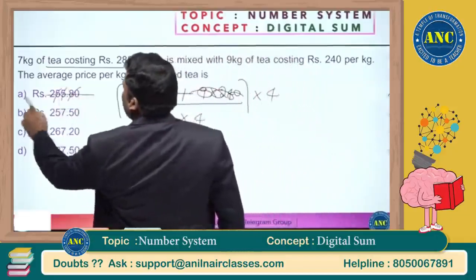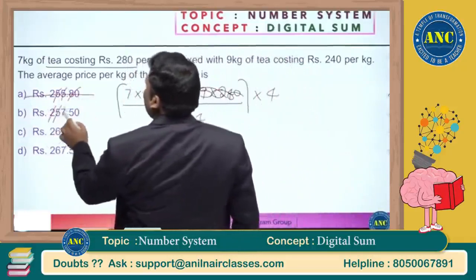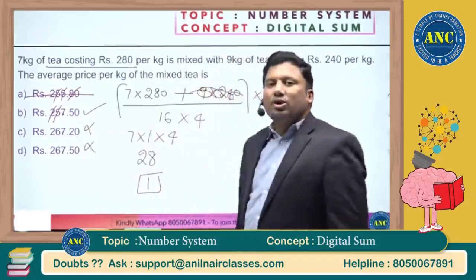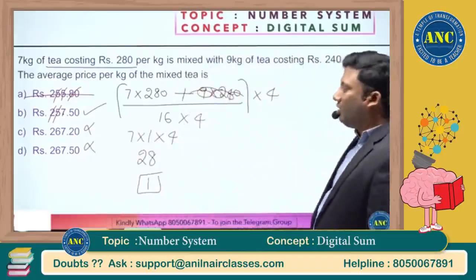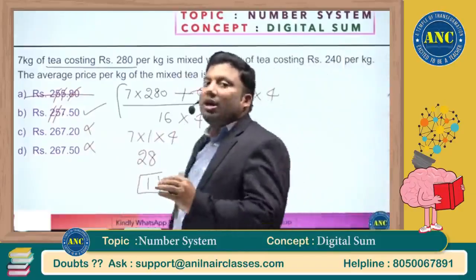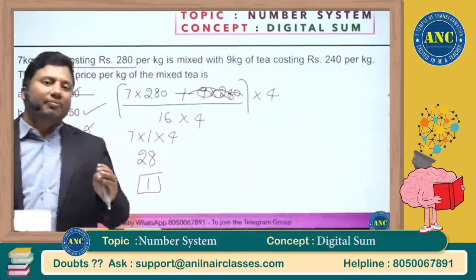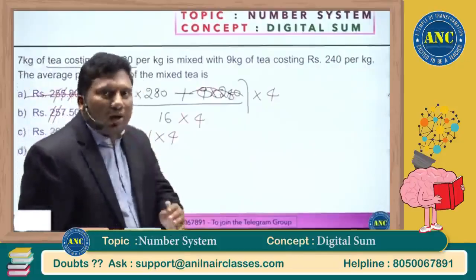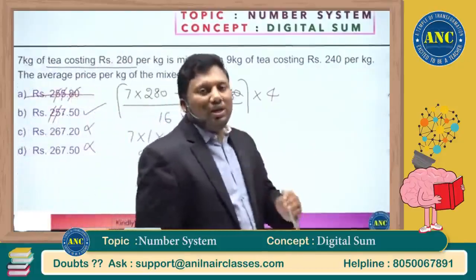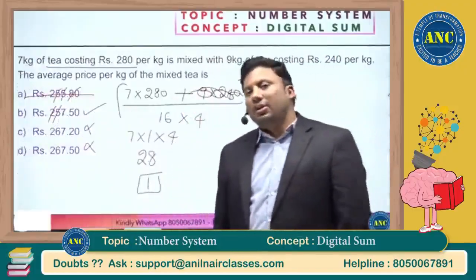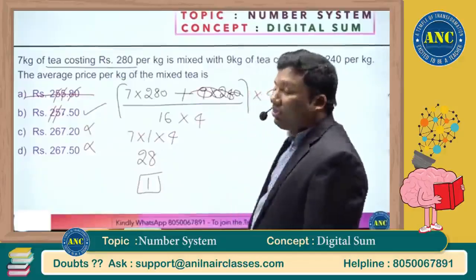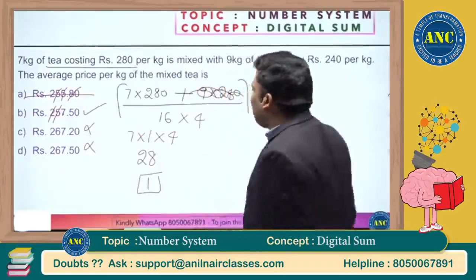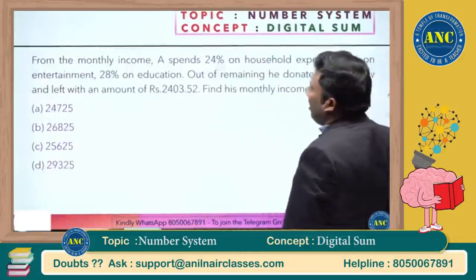These 2, it cannot be. 2 plus 5, 7, 7 plus 7, 14, 14 plus 5, 19. It can be. Answer is 256.50. How beautifully you can solve even arithmetic related problems if you know the concept of digital sum. Session number 1 is fundamentals, session number 2 is application of digital sum in number system related problems, session number 3 is how you can eliminate incorrect answer options by using the digital sum concept. I hope the idea is clear.